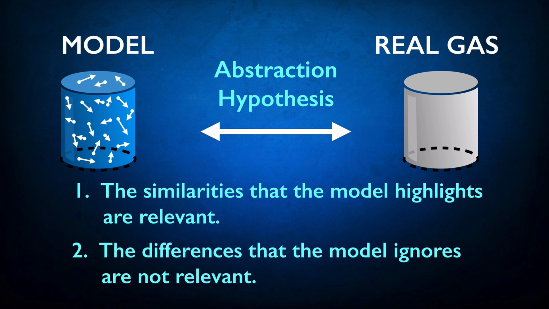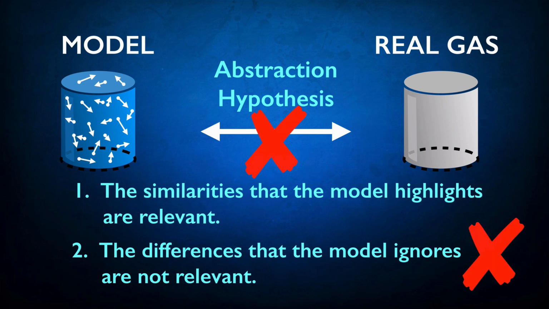What it shows is that the abstraction hypothesis is justified. What it shows is that we have reason to believe that these two claims are true. That the analogy we're drawing between the model and the target system captures the similarities that are relevant to our reasoning and ignores the differences that are not relevant. When the abstraction hypothesis is justified, we say that the model applies or is applicable. This is how we define a domain of application.